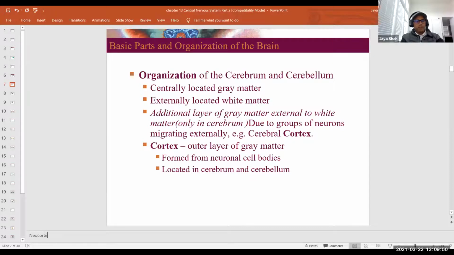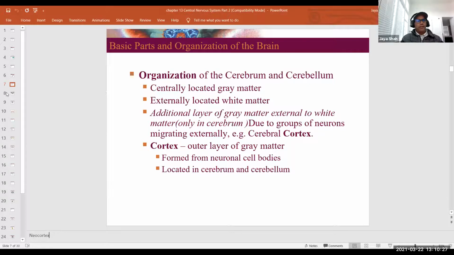Neocortex. Because this is found in highly developed, specialized animals like human beings. You will not find this in lower animals. And this is due to a group of neurons migrating externally. So the cerebral cortex is formed from neuronal cell bodies. The cerebral cortex is gray matter, particularly the outside, and this gray matter is made of neuronal cell bodies.